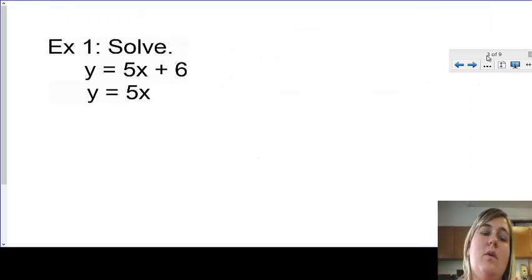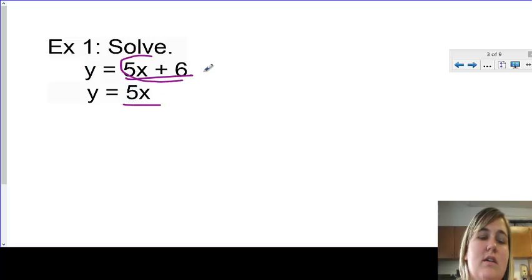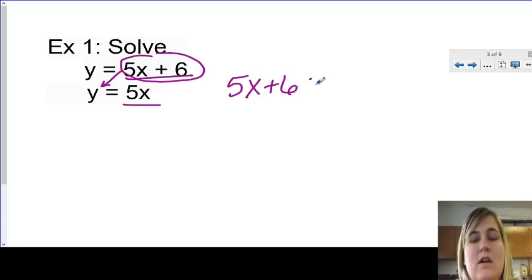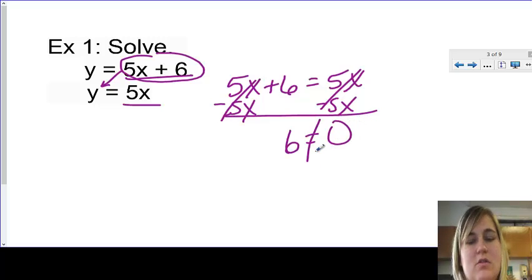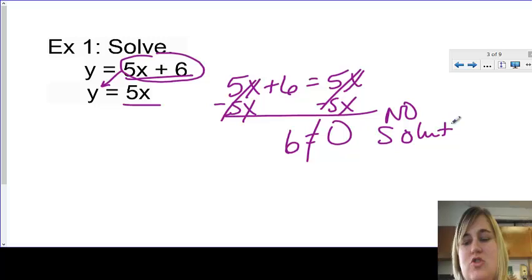So, it wants us to solve. We're looking for the solution. So if I have a common solution here, I want to solve for x and for y. Since y is equal to this and y is equal to this, I can put this part in for y. So I have 5x plus 6 equals 5x. Well, I want to get x on the same side, so I'm going to subtract 5x from both sides. Cancels, cancels. So that means that 6 would have to be equal to 0. Is that true? Absolutely not. This is not true, which means there is no solution.